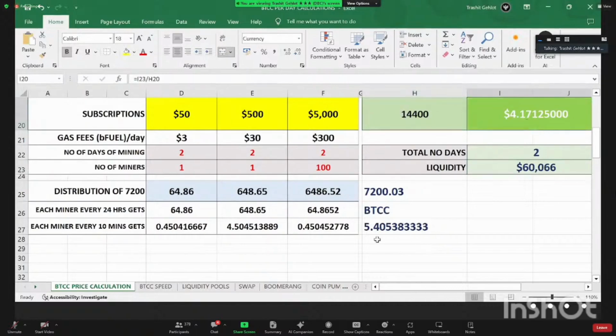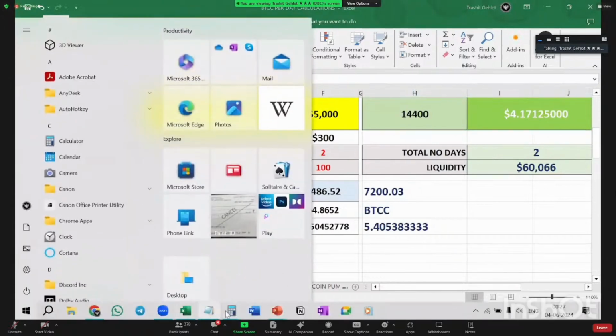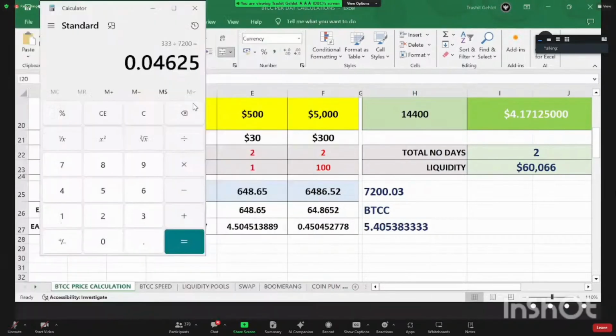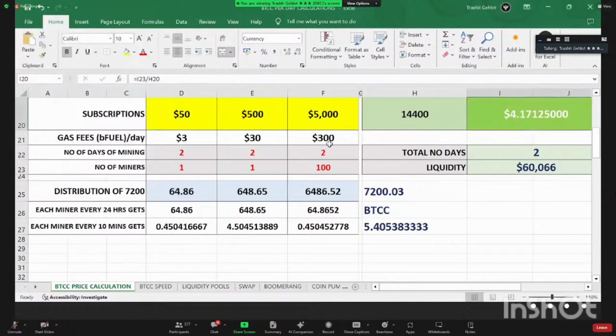So what is the liquidity we are having? 60,066 divided by 14,400. So that's 4.17. So this is how the price of a coin is determined. This is how $3 was the price of BTCC when it was launched, and it appreciated to $87. I hope this is clear, right?